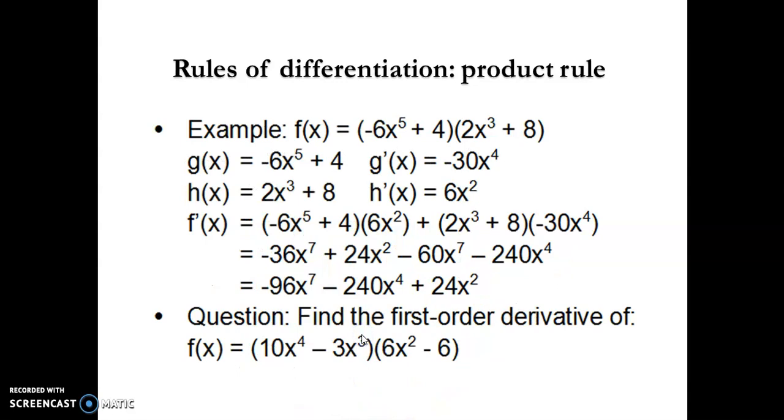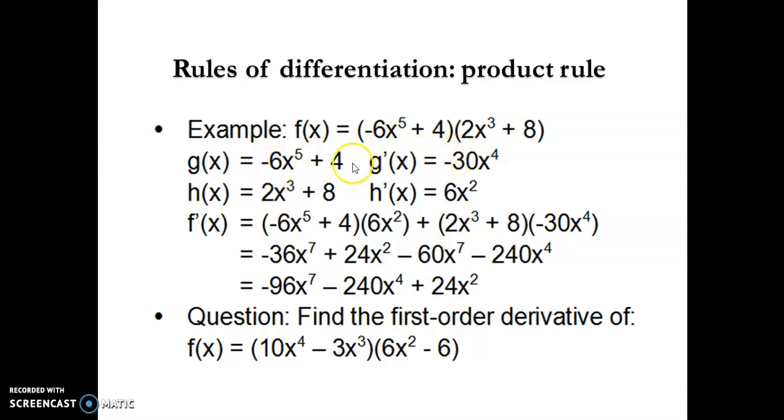Let's look at one more example. Here we have f of x is equal to minus 6x to the power of 5 plus 4. So this is your g of x, and that is your h of x over there. So the product of those two, the rule states I need to have these two functions and the first order derivatives of them respectively. So I have g of x and I have h of x. And here I've got g dash of x, which is the first order derivative of that.